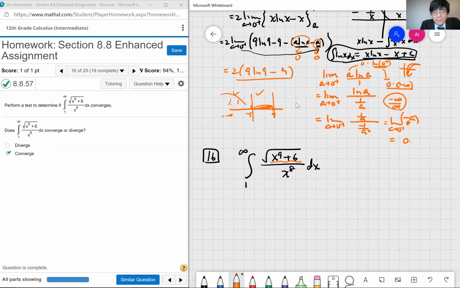So let's see. The numerator is basically x to the power of 4.5. It's kind of close to this. So this integral is basically something like this. So we can compare this one with a p-series test, okay?